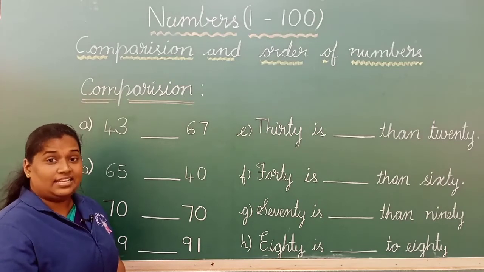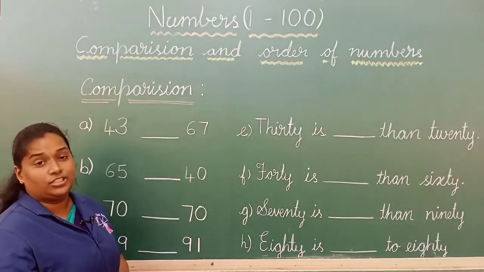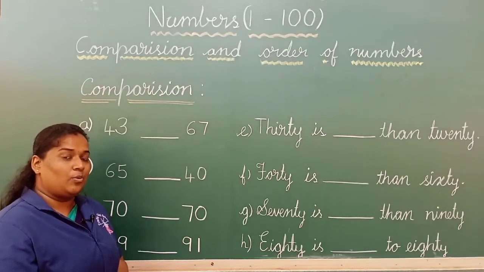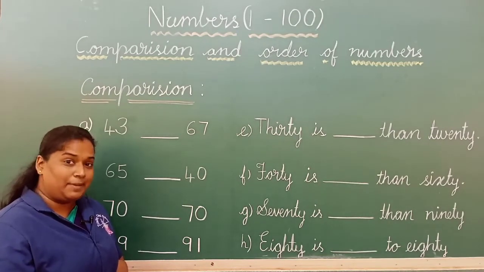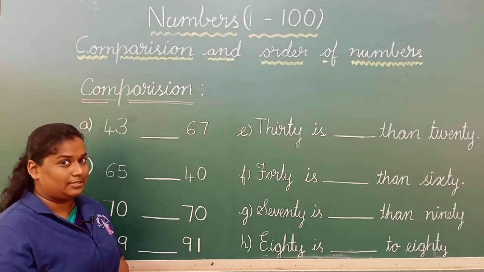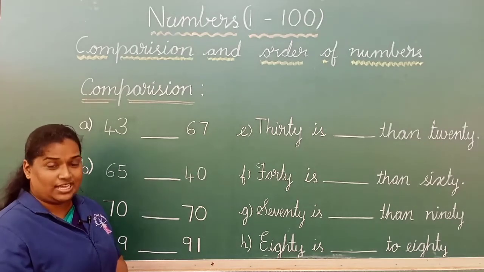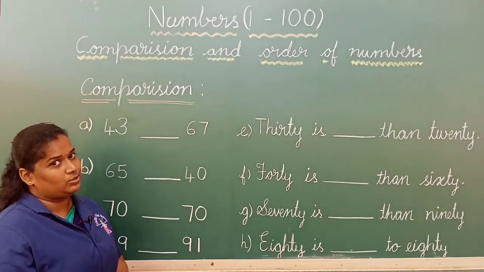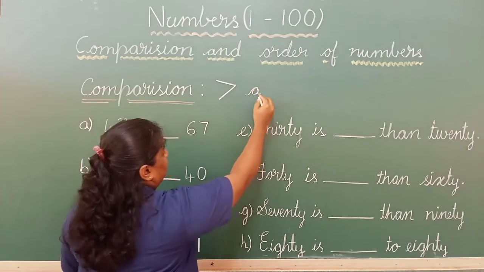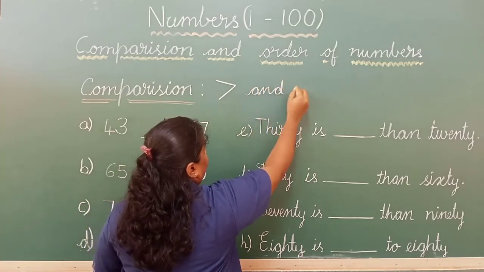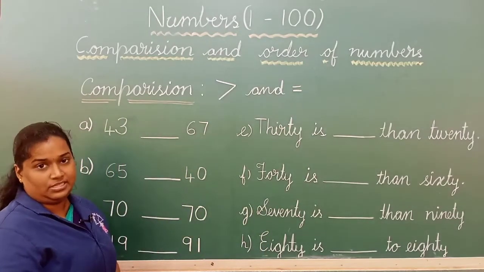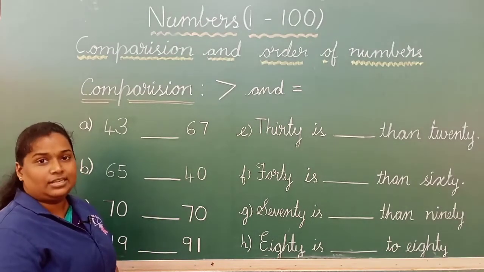In today's class, let us learn comparison and order of numbers from 1 to 100. In numbers 1 to 10, you have already learned comparison of numbers. So, which symbols do we use to compare the numbers? Yes, the crocodile mouth symbol and the equal to symbol. So let us use these two symbols to compare the given numbers.